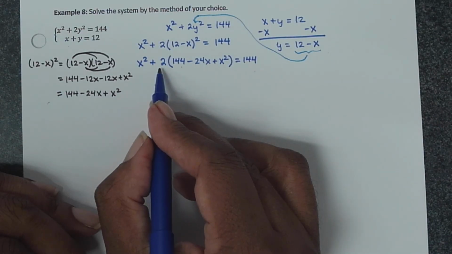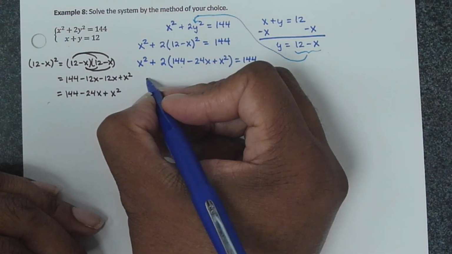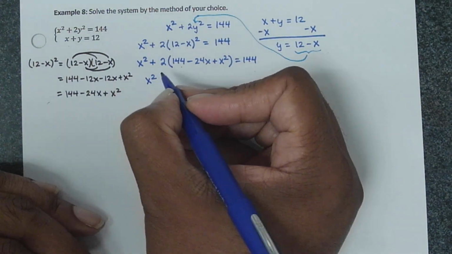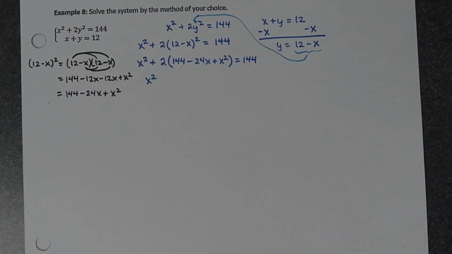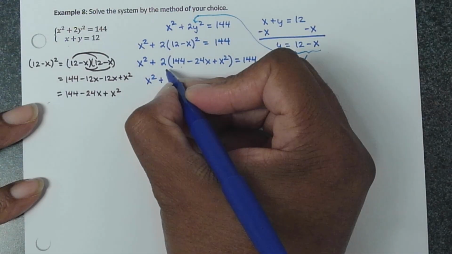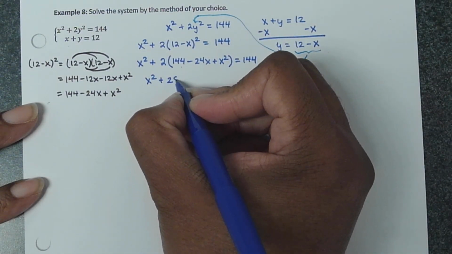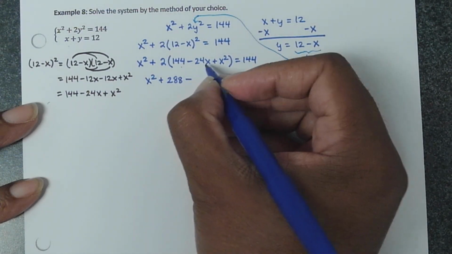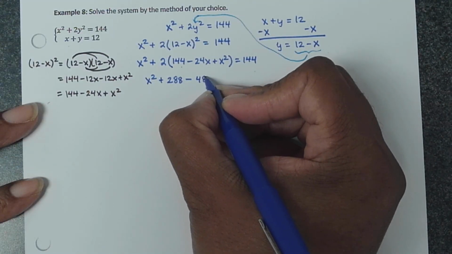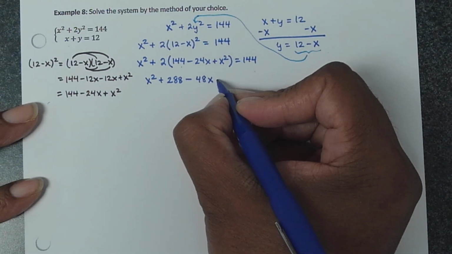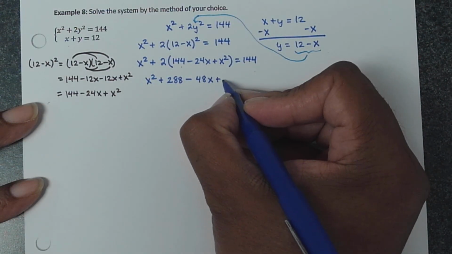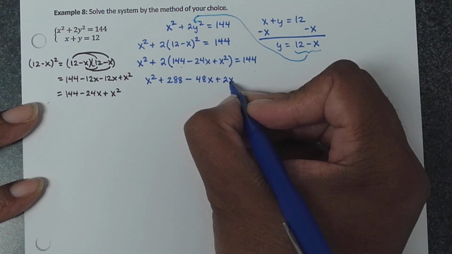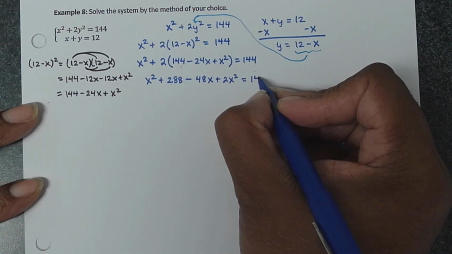But this is going to be multiplied by the 2 in front. So I'm going to distribute, bring this x squared down, distribute the 2 over the 144 minus 24x plus x squared. You will get this. 2 times 144, that's 288. Minus 2 times the 24x will be 48x. 2 times the x squared will be a plus 2x squared. And that's equal to 144.